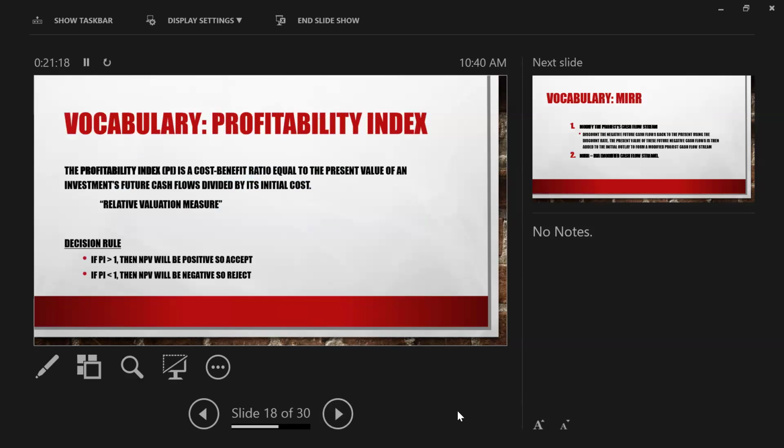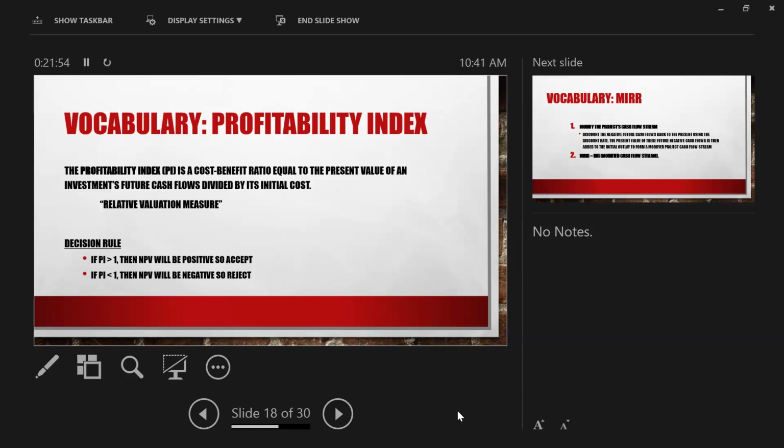So, profitability index. When we're talking about profitability index, we are talking specifically about the present value of the future cash flows divided by the initial cost. So you're doing something similar to NPV. NPV is the present value of future cash flows minus the initial cost. But profitability index is divided by the initial cost, not minus.